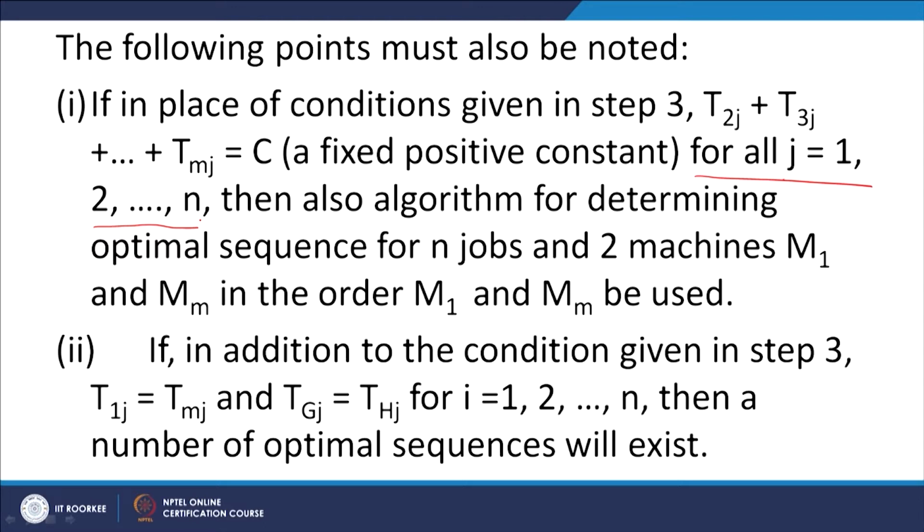And the second point that has to be noted is, if in addition to the conditions given in step 3, T1j is equal to Tmj and Tgj is equal to Thj for j equal to 1, 2 up to n, then a number of optimum sequences will exist. So, this is the case of multiple solutions.